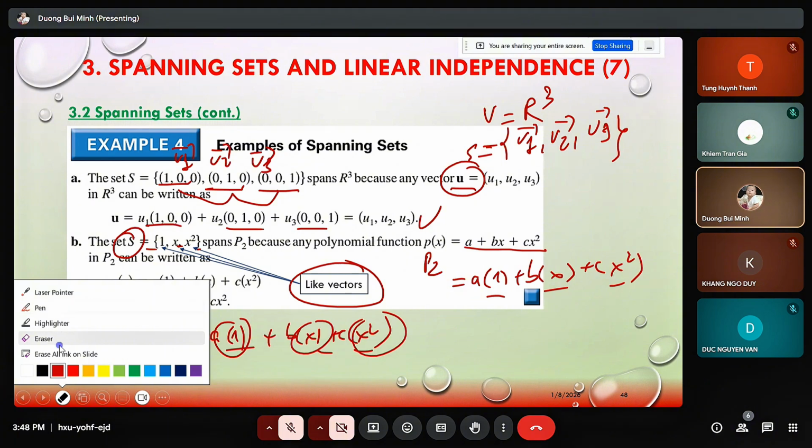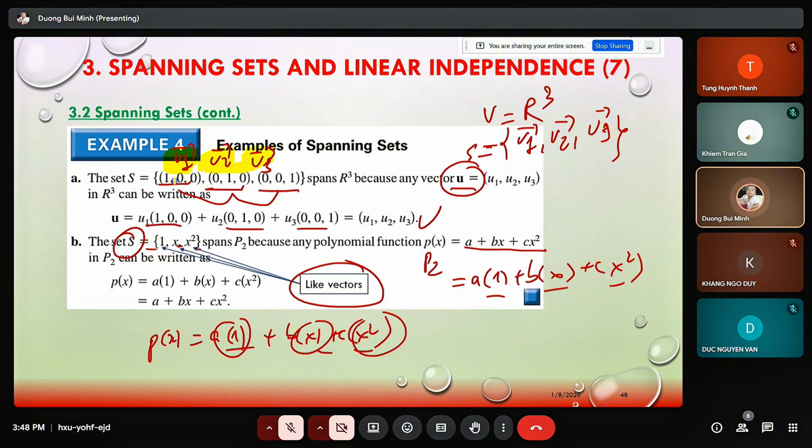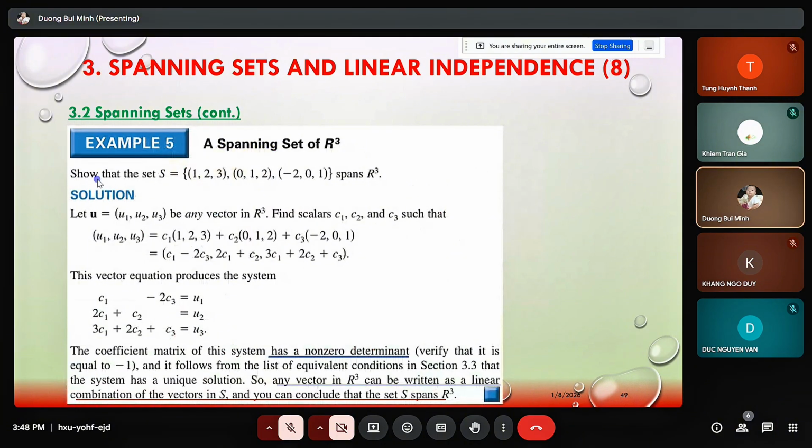Do you understand? Every vector here has how many elements? One element: 1, x, or x squared. But in the previous example, any vector has how many elements? Three. So this set is a spanning set.